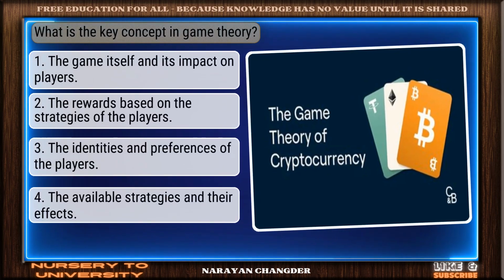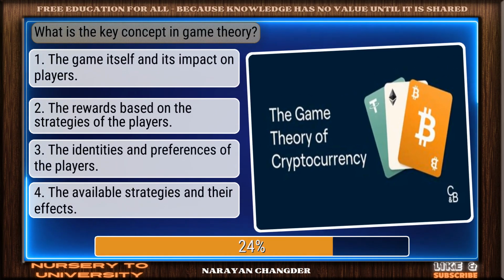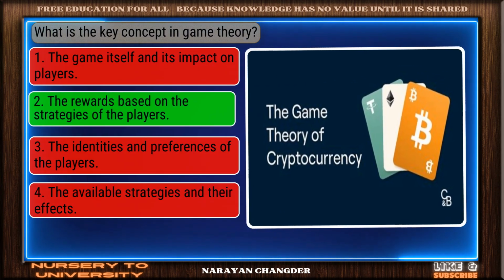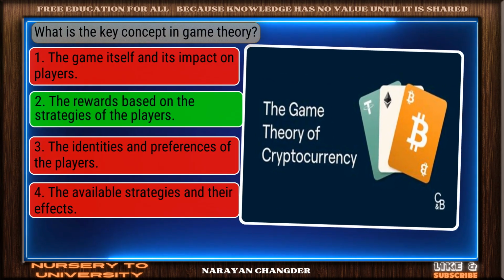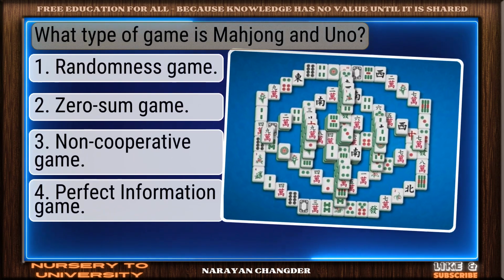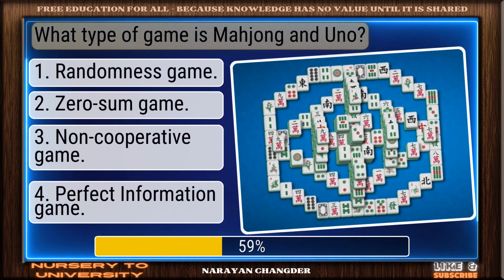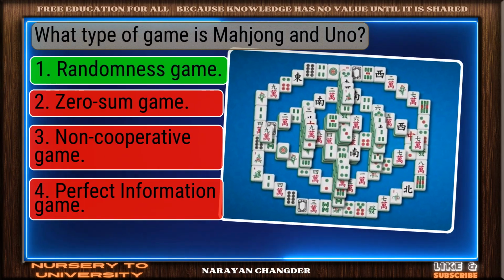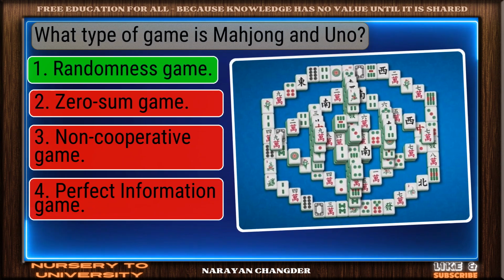What is the key concept in game theory? Solid response. The rewards based on the strategies of the players is a valid choice. What type of game is Mahjong and Ono? Clear logic. Your choice randomness game is sound and 100% true.